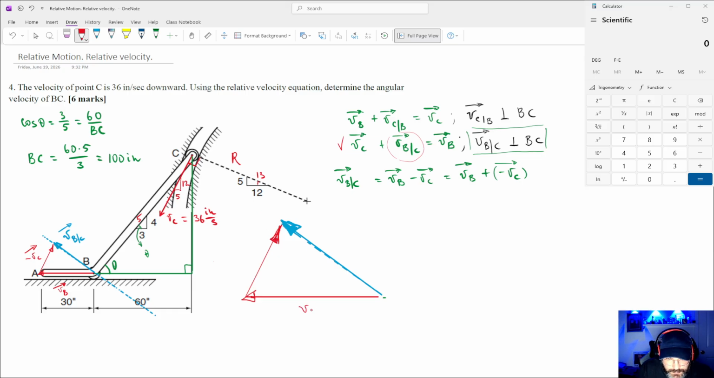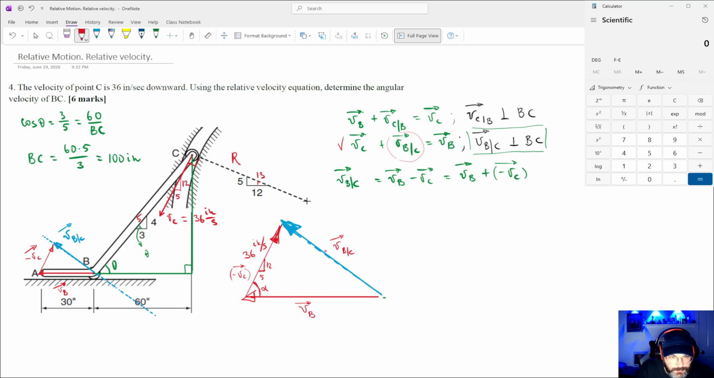So this is our velocity B. This is our 36 inches per second. So this is our minus VC. Okay, and this is our velocity B relative to C. Okay, so this is 36. This is 512, right? So let's notate this angle as alpha.